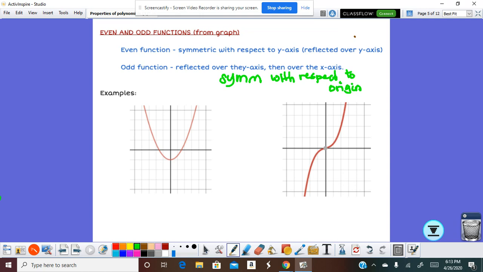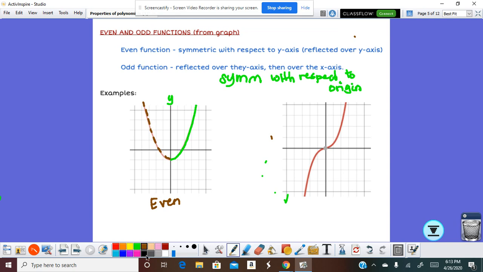All right, that means you will rotate this. If this is rotated over the origin, then you have an odd function. Now let's look at the first one. Okay, this is our y-axis right here. This side of the graph is mirrored over to the other side. So there is a reflection across the y-axis. That means this function is an even function.